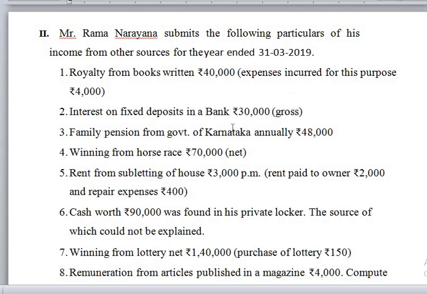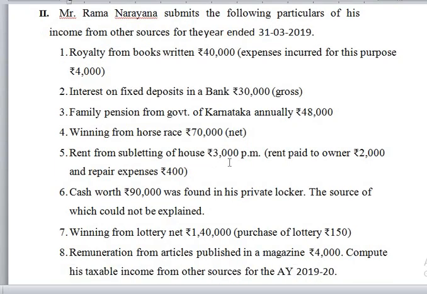Family pension from Government of Karnataka annually rupees 48,000. As I said earlier regarding family pension, first we need to find out the deduction amount, then the taxable pension with the calculations. Winning from horse race, rupees 70,000 net. It is a kind of casual income. They have given net, so it should be grossed up by 30%.